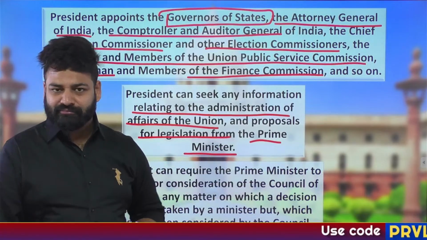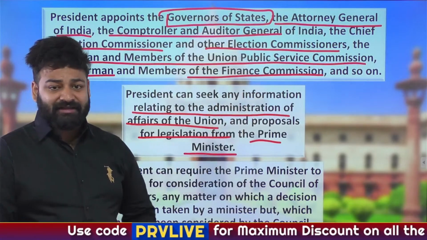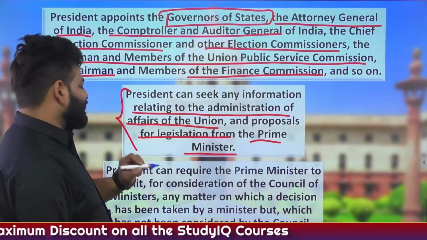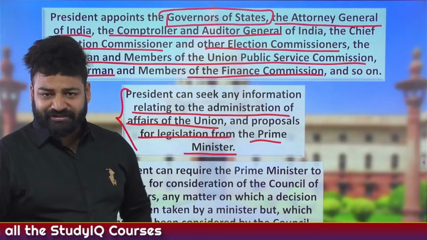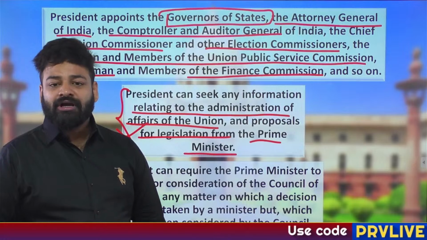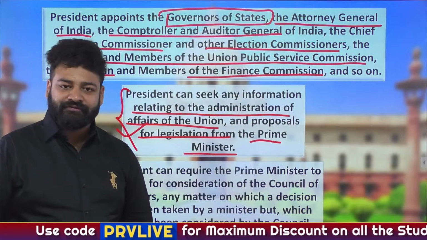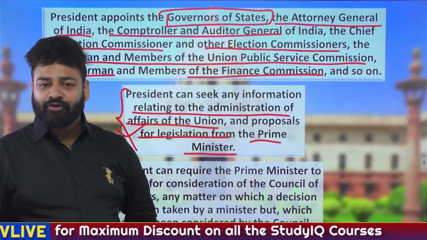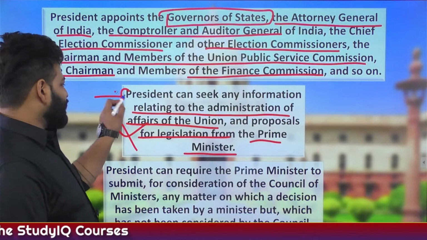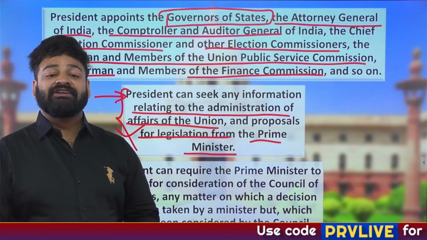So at any time, it's not like quarterly, half-yearly, annually, biennially. No, not like that. The President can anytime ask the Prime Minister to submit a report on the affairs of the Union. That is how the government is being run. What are the things the government is going to do in the future, and what are the projects that are underway, and how they are progressing of the central government, right? So the President can seek any information according to the provisions of Article 77 and 78.